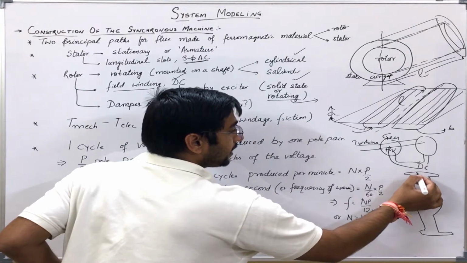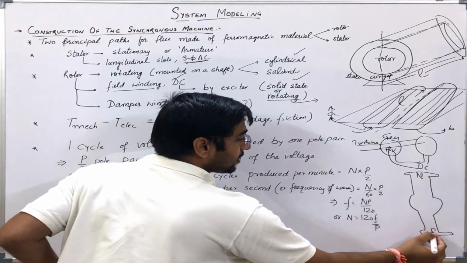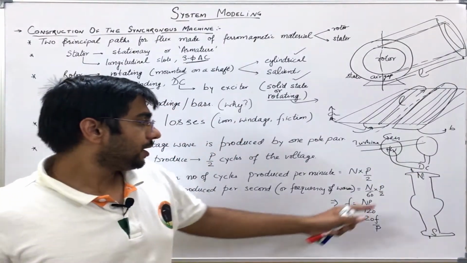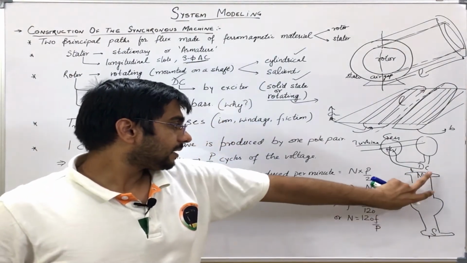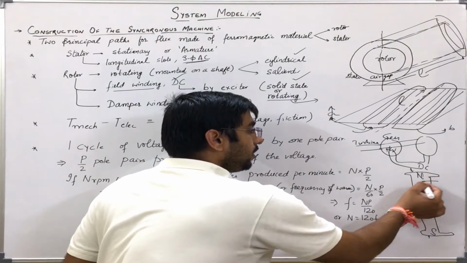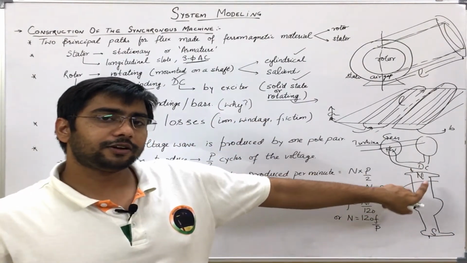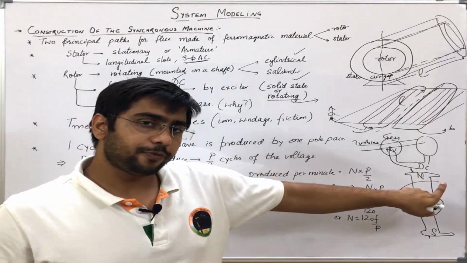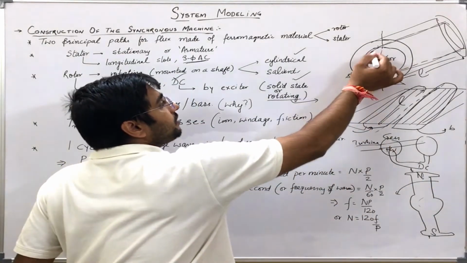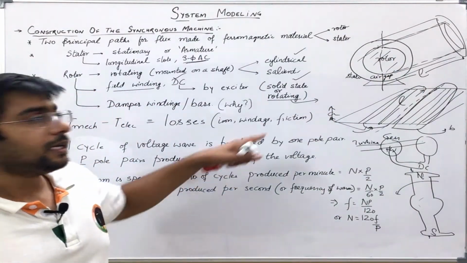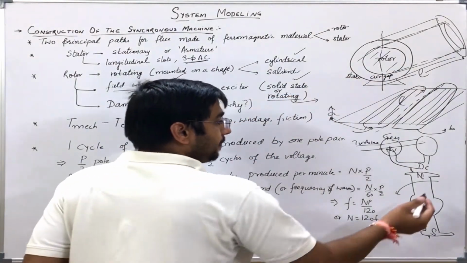This will act as a north pole, let us say, and this will act as a south pole. This is pole shoe and this is also pole shoe. So in this way, this can act as a rotor, it will rotate when the shaft rotates. This kind of construction will be known as salient pole, and this kind of construction will be known as cylindrical pole.